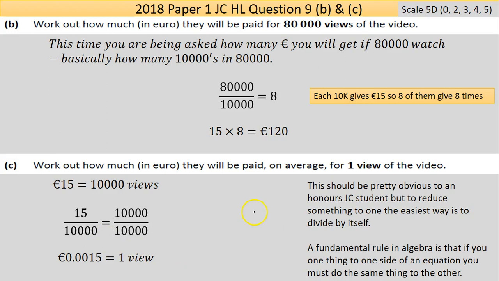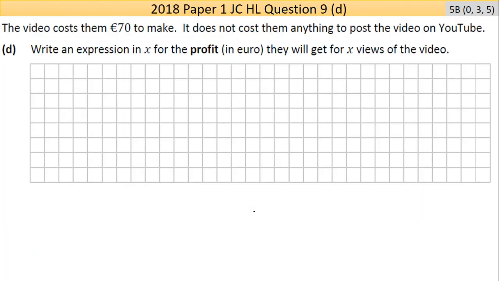Okay. Now part D, we're getting into something more complicated. This will be worth 5 marks. So it says the video costs them €70 to make. It does not cost them anything to post the video on YouTube. Part D says write an expression in X for the profit in euro they will get for X views of the video.